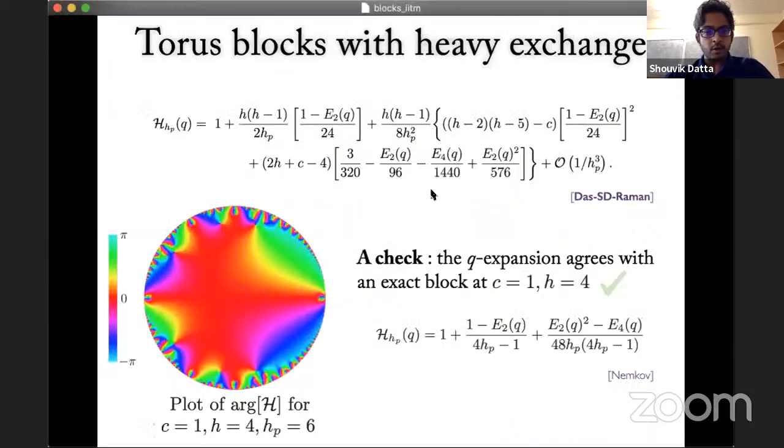One can also perform various checks. There are some very special cases where the torus block is known in closed form. For example, at c equal to 1 and h equal to 4, it's known in closed form, and one can expand this in the 1/h_p expansion, and it shows perfect agreement with what we have here. One can also plot its argument, just like the blocks on the plane, and plotting just the first 3 orders shows no visible differences from the exact plot.